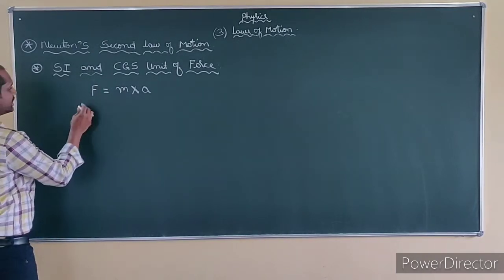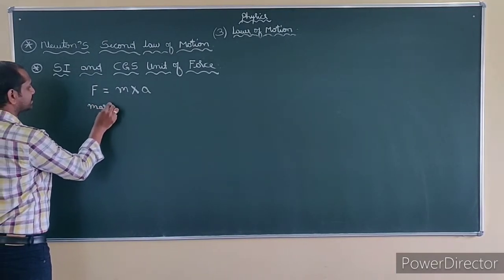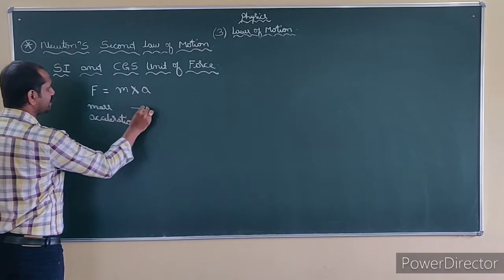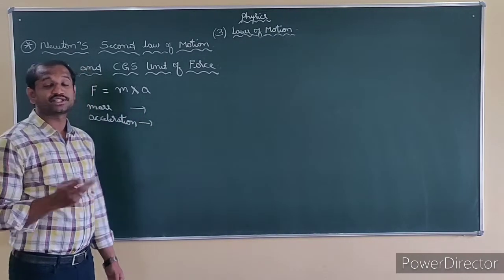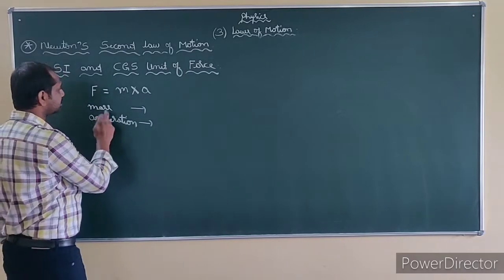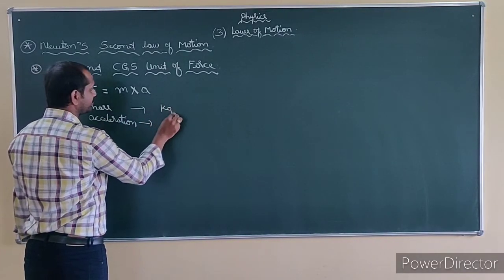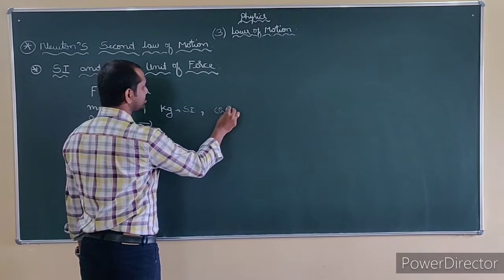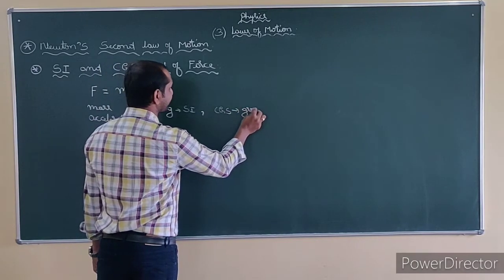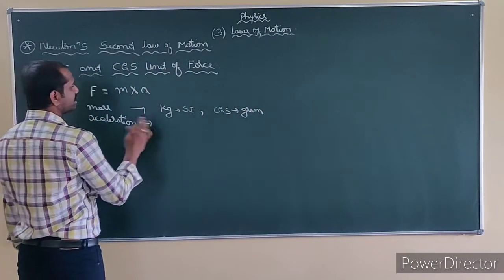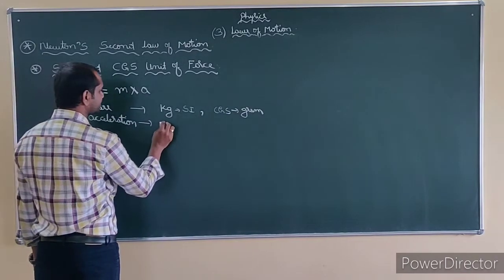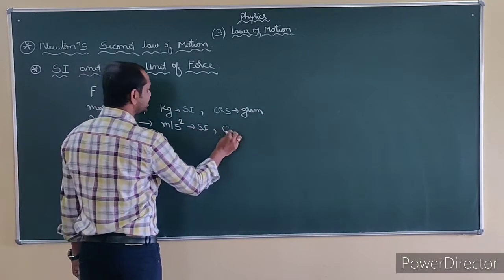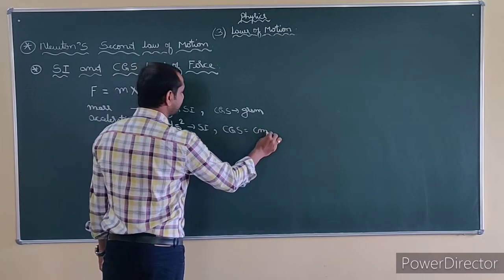First, let us write the units of mass and acceleration. What are the units of mass? You have studied in the measurements and experimentation chapter completely. SI unit of mass is kg, right? This is SI. Then what about CGS? CGS unit of mass is gram. Acceleration. What is the SI unit of acceleration? The SI unit of acceleration is meter per second square. This is SI. Then what about CGS? Centimeter per second square.